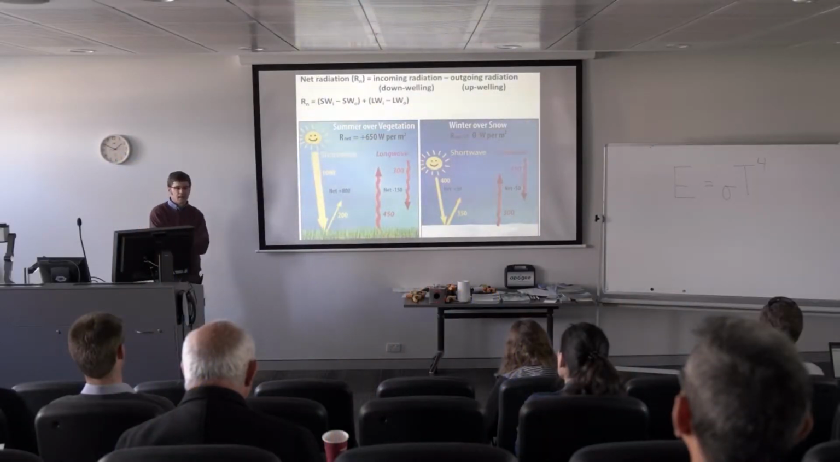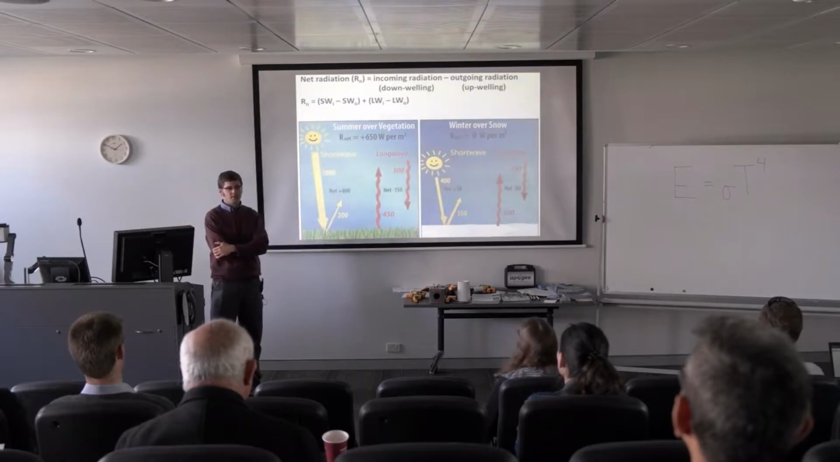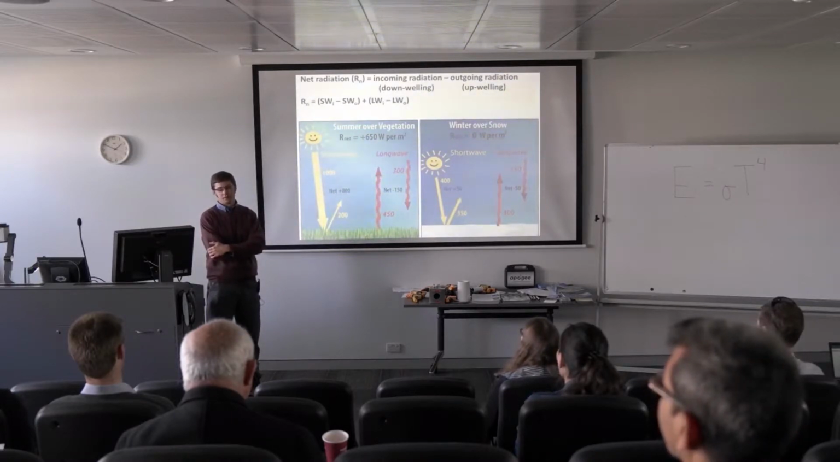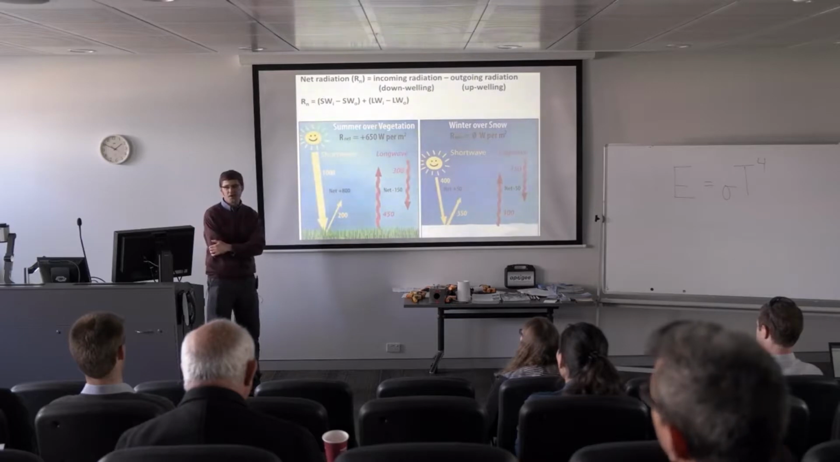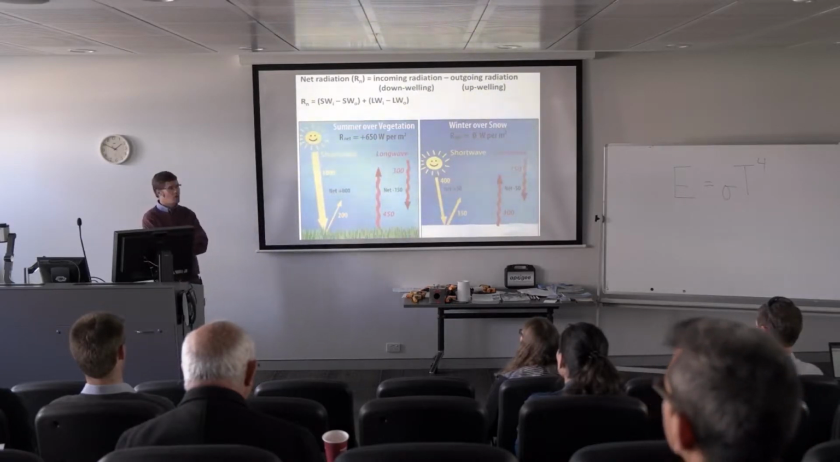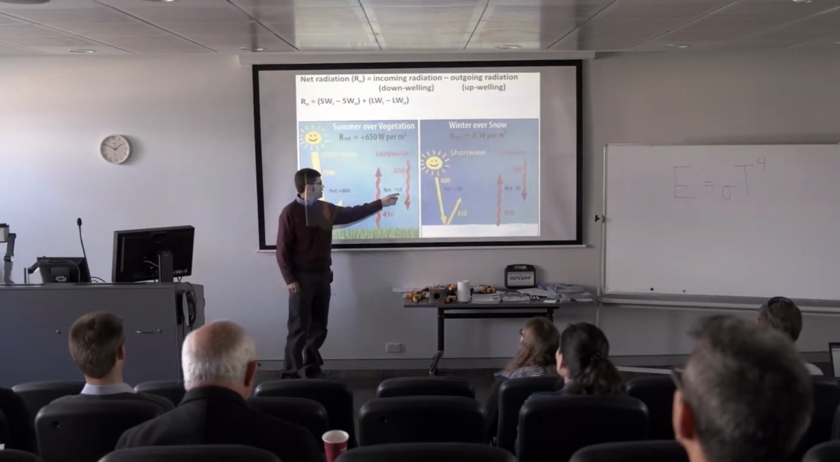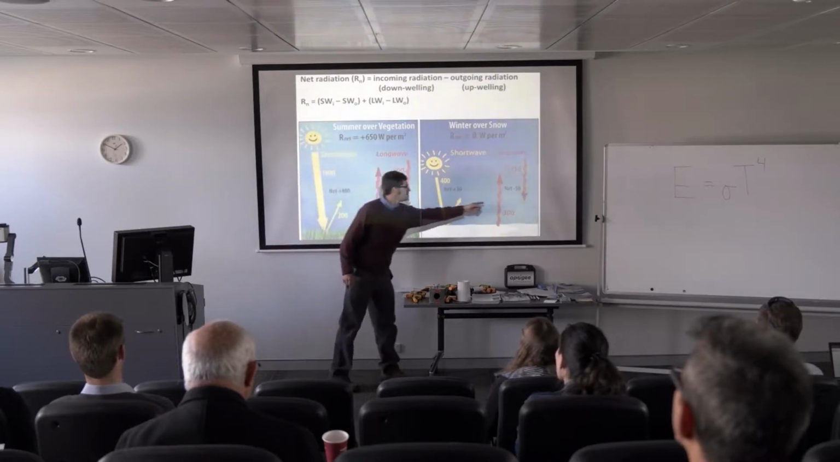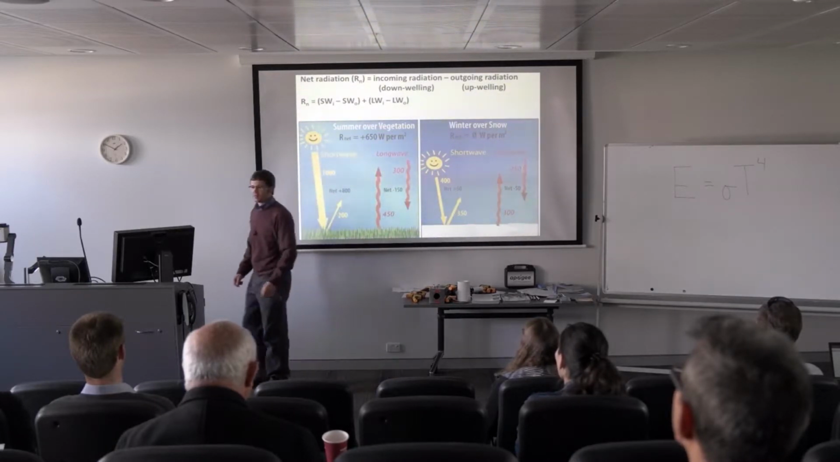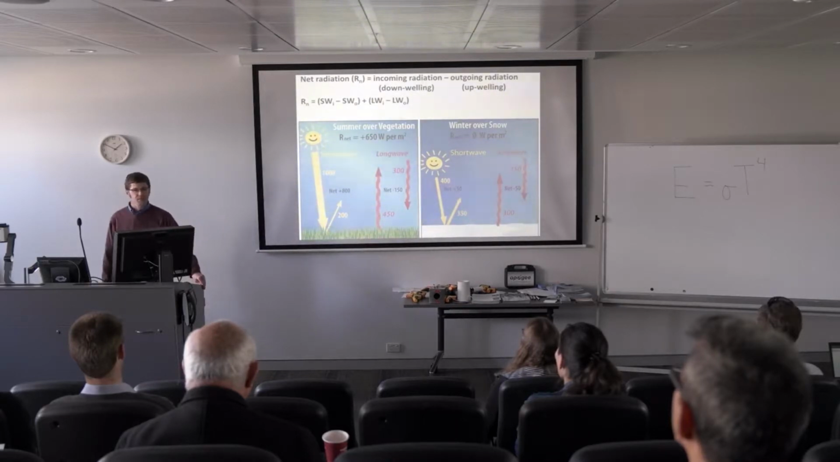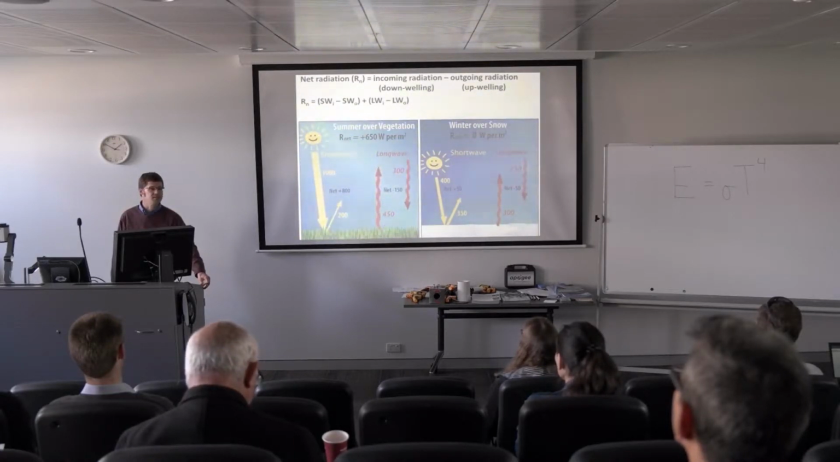What about at night? What happens? Yeah, I mean essentially the yellow arrows and the yellow numbers go away, and we only have long wave at night. And so if we only have long wave at night, that means net radiation is a negative number at night, and that's why it cools off a lot at night. The surface is now losing energy to the atmosphere rather than gaining energy as in the day.